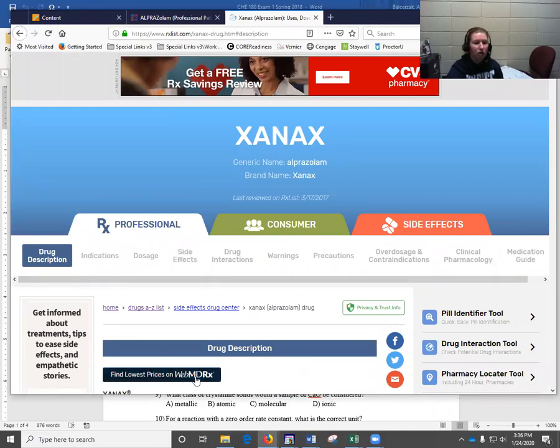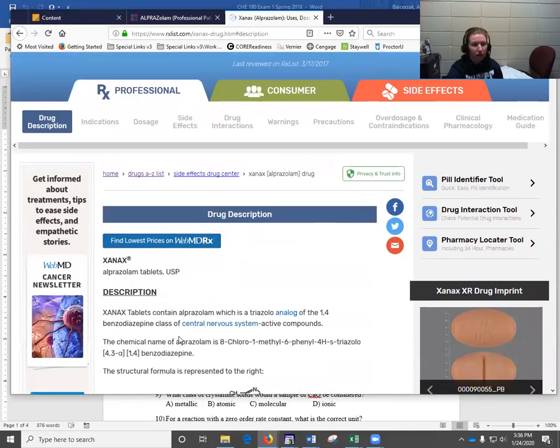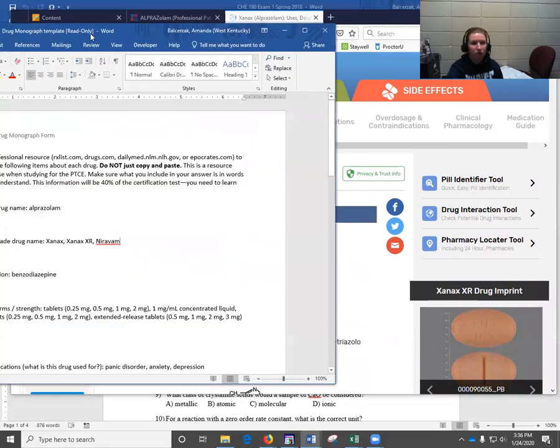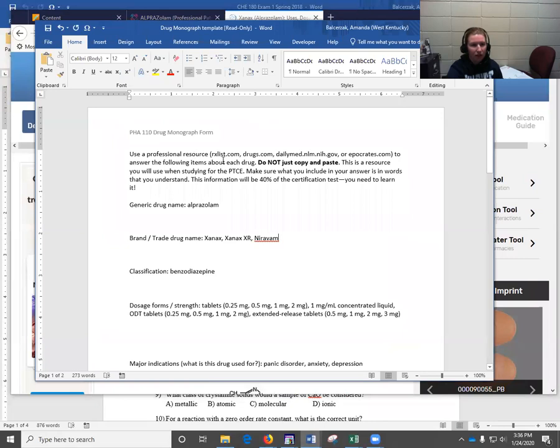And then I also used RxList, and RxList defaults to the professional right up here, but you can also look at consumer monographs. So I wanted to show you those. And then here's where I have filled out the template, and I did not copy and paste.